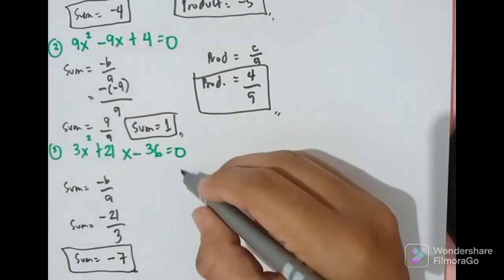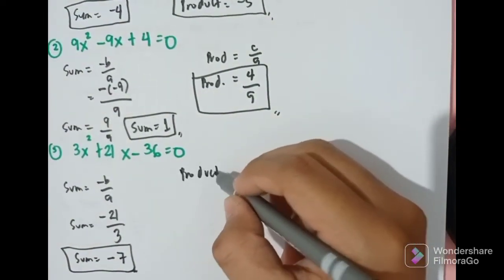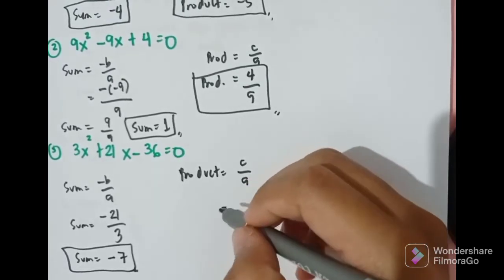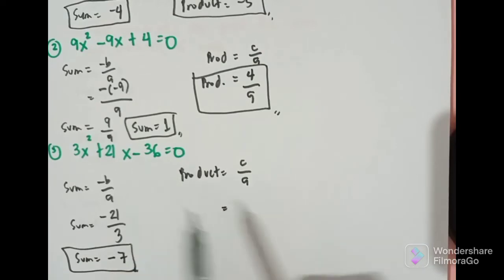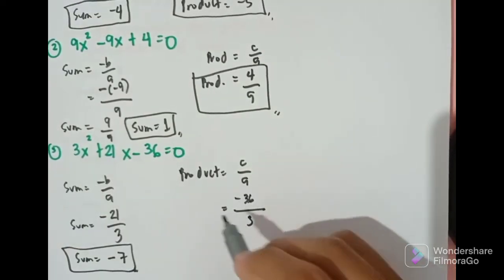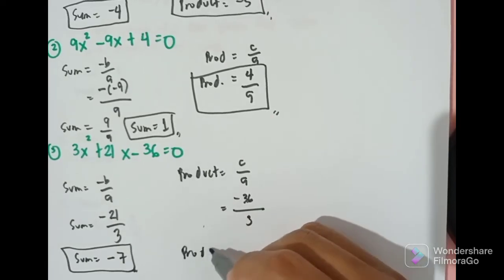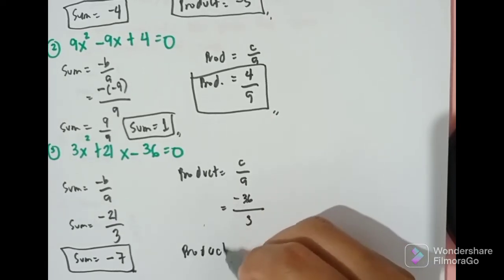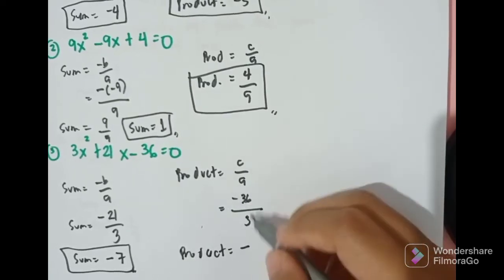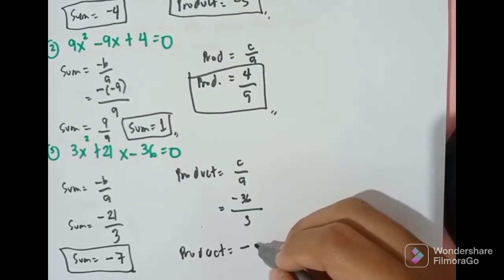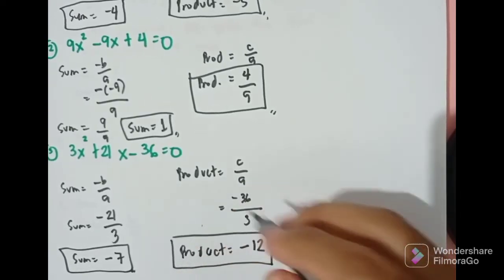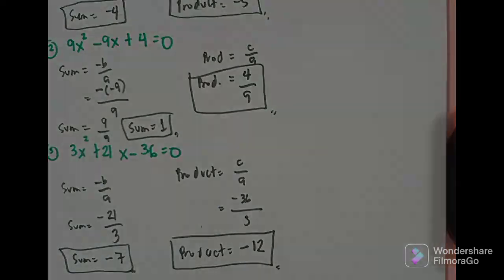So, how about the product? Our product is equal to c over a. So, again, we will just substitute. c is negative 36 all over a, that is 3. So, therefore, our product is equal to negative divided by positive, that is negative. 36 divided by 3, that is 12. So, therefore, our product is equal to negative 12.